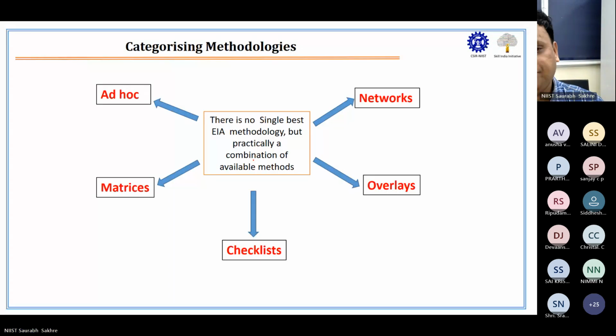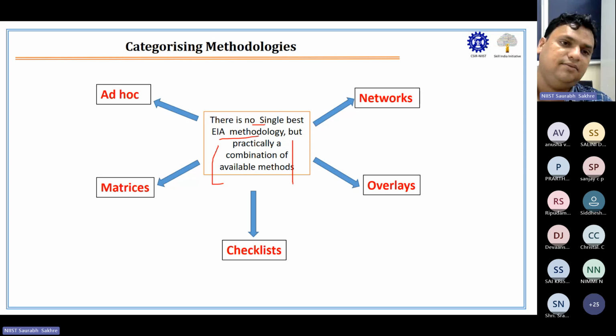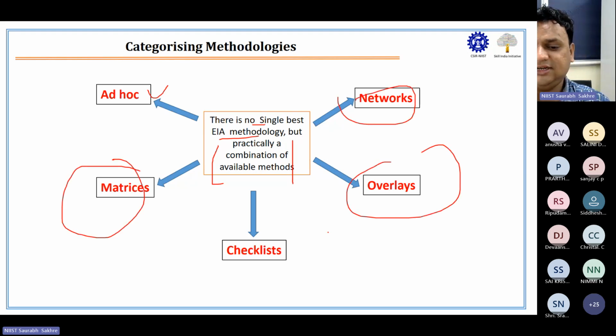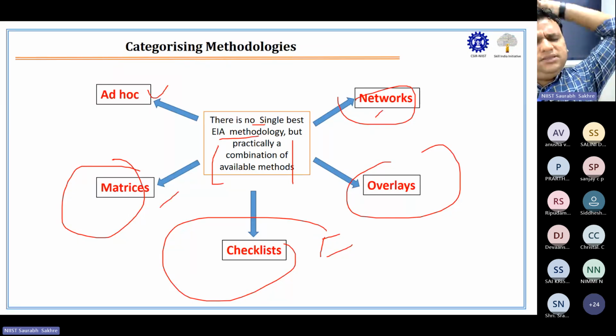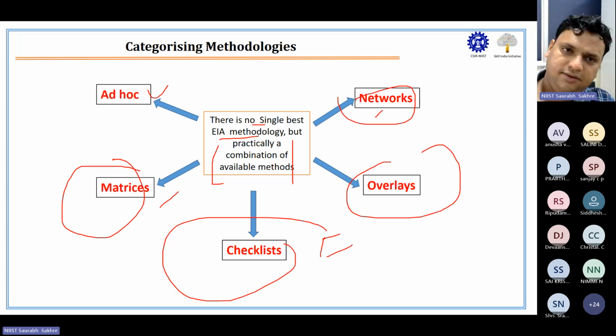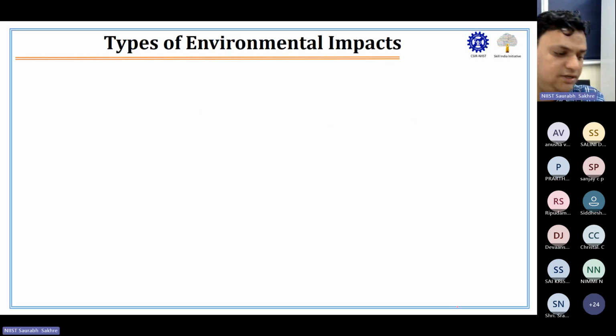You have to go through it. Now, what do these five methods mean? You have to keep in mind there is no single best EIA methodology, but practically a combination of available methods which will lead to a proper EIA. As I said earlier, in the pre-feasibility report, you have to define ad hoc. When you are going deeper, you may have to go for matrices, networks, overlays, and checklist. The checklist you will need when you are putting in Form 1, overlays you will need when you are preparing the EIA. When you have to go further deep, you may require networks and matrices. So there is no single best EIA method, but a combination of all. Okay, so I hope up to this point it is clear to you.